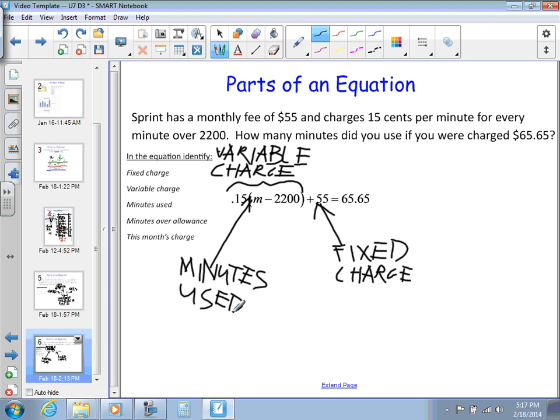But that's not what I'm charged on. I'm charged on the minutes over the allowance. And that I only get when I subtract out the allowance, right there. And to keep from making this too messy, I'm just going to draw an arrow from where I have this in there. And then this month's charge, well, that's right here. That's what I'm being charged this month.